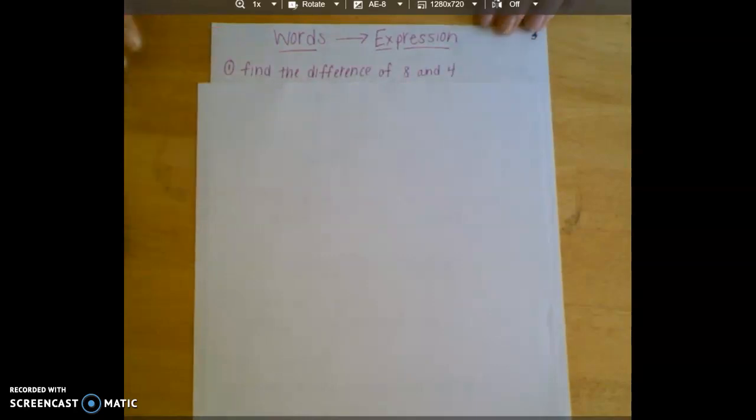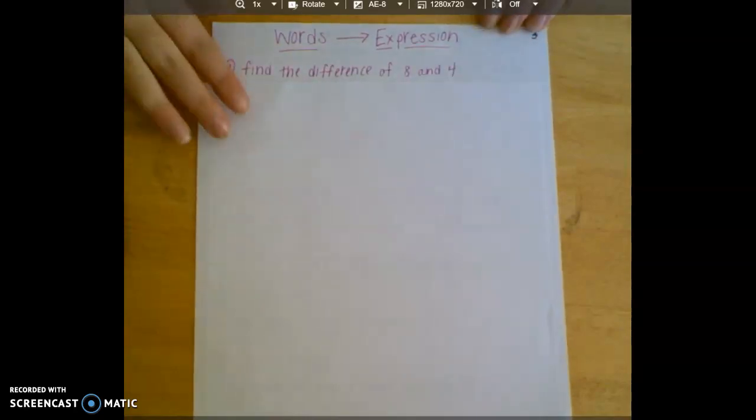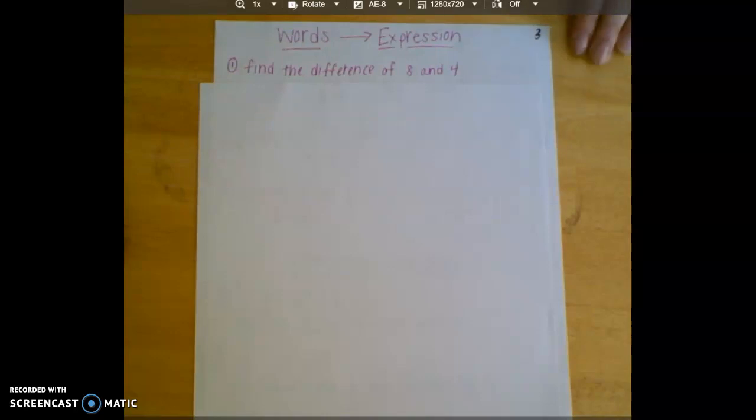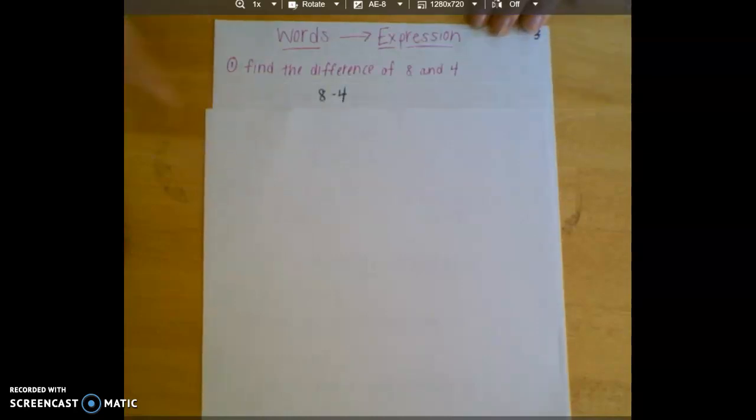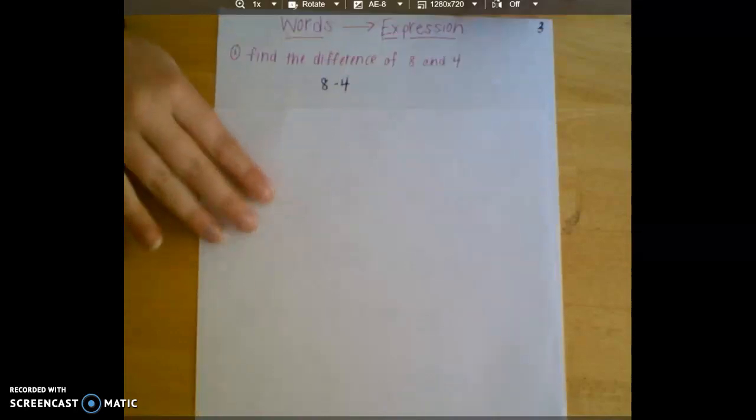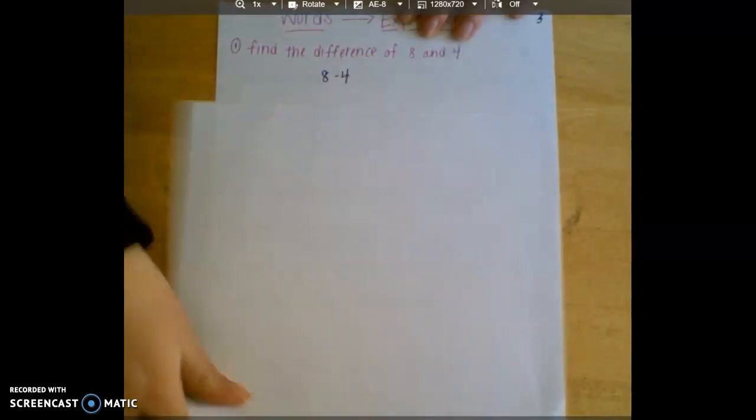So if I have this right now, find the difference of 8 and 4. I hope in your head right now you're saying, well, I know difference means subtracting. So if I'm finding the difference of 8 and 4, I am doing 8 minus 4. Okay? It didn't say find the difference of 4 and 8. It said find the difference of 8 and 4. So you are going 8 minus 4. All right, next one.